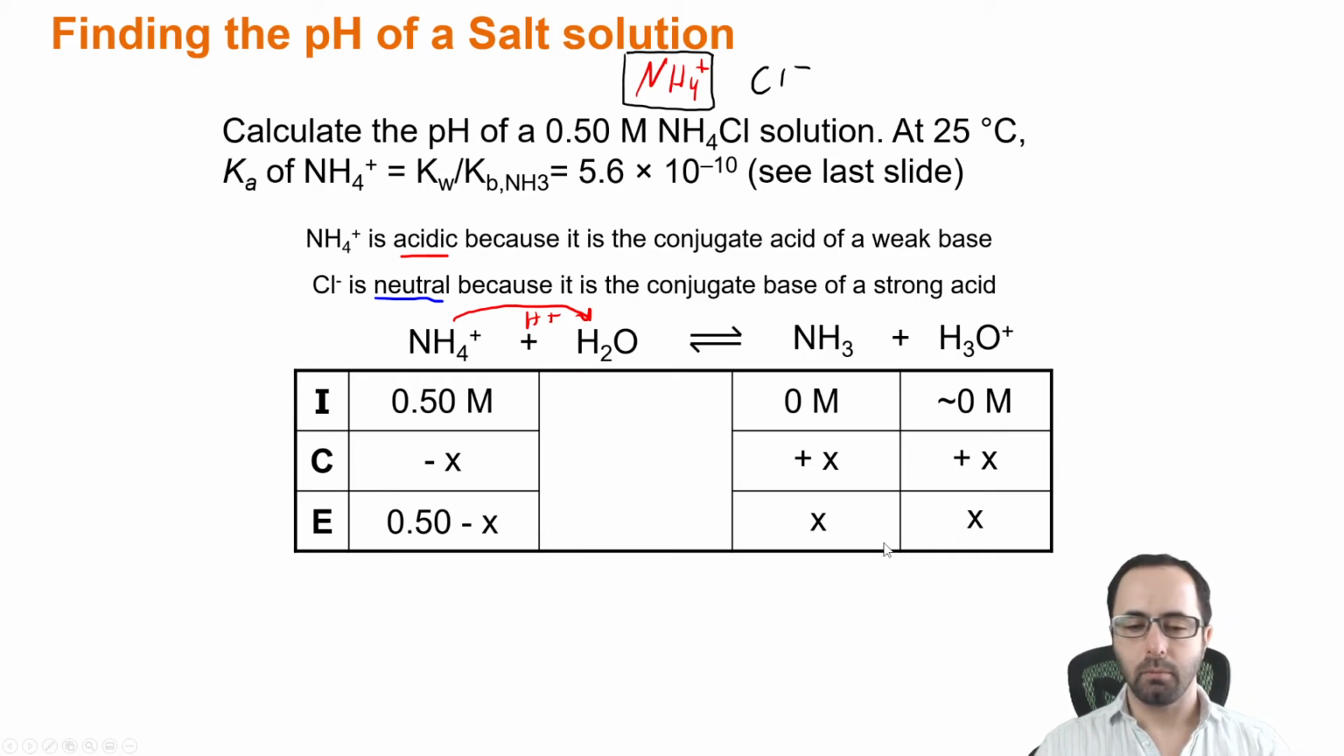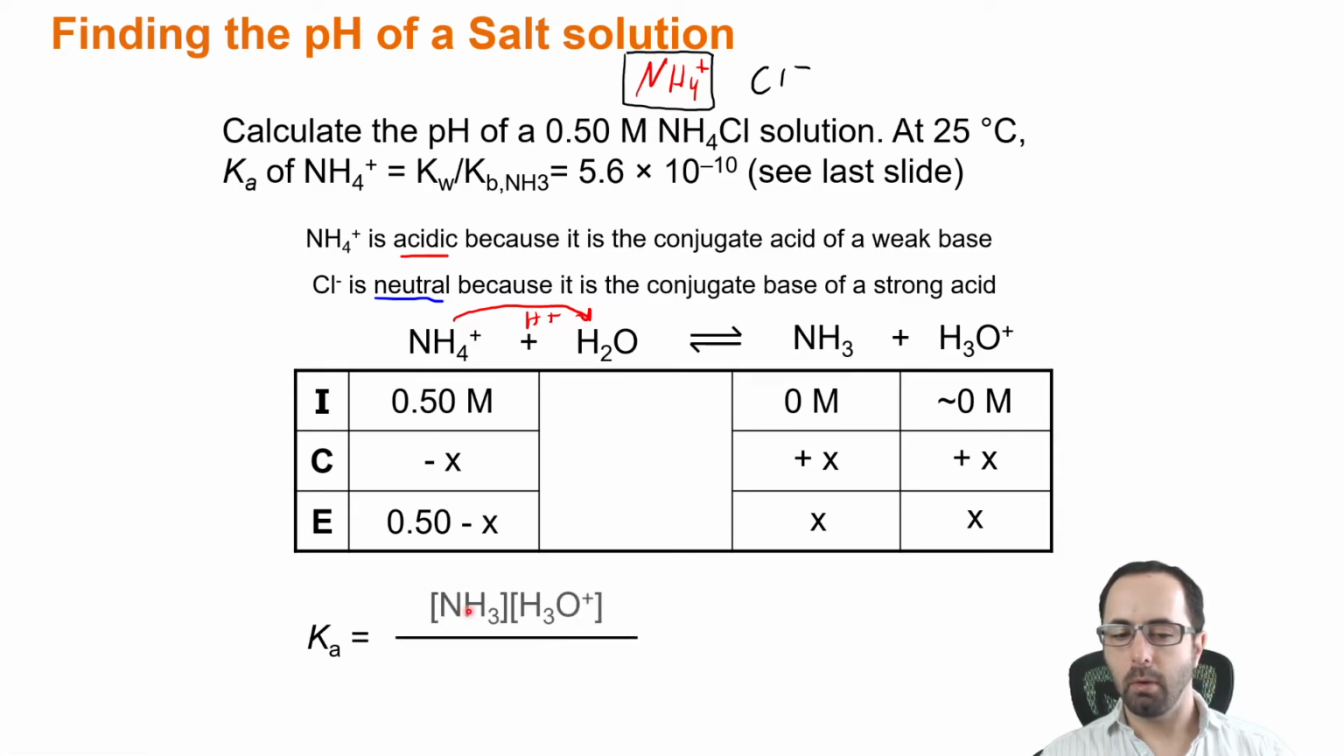Okay. So now we're going to write the Ka expression for this reaction. So again, just products over reactants. So the Ka here is going to be ammonia times hydronium concentrations on top. On the bottom will be ammonium ion concentration down here. And this is going to be equal to the Ka of the ammonium ion.